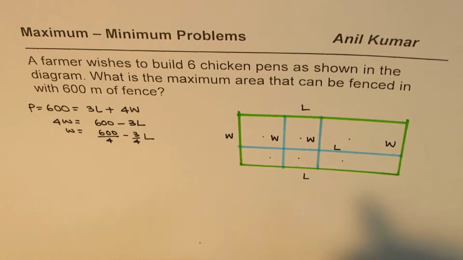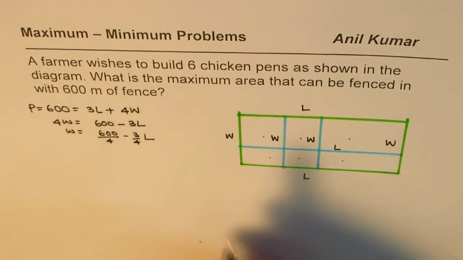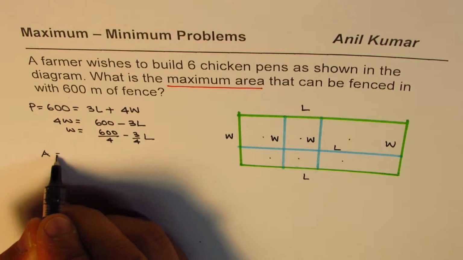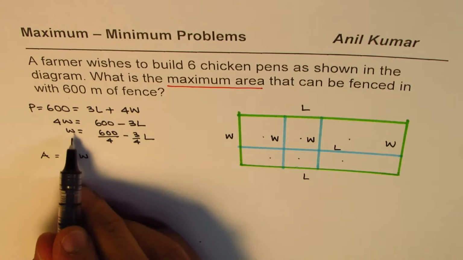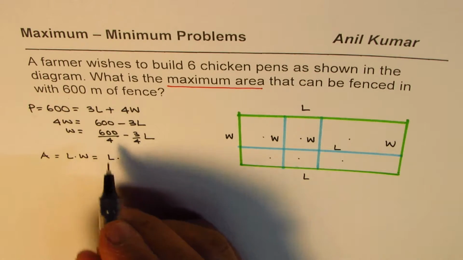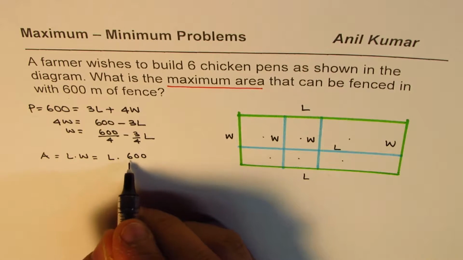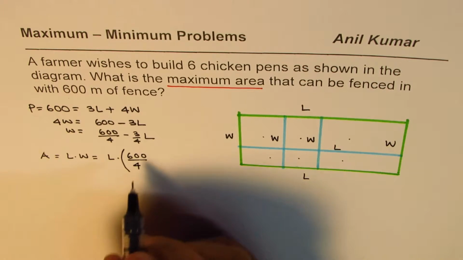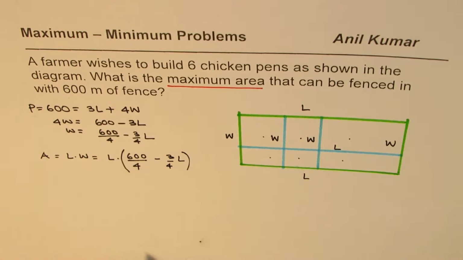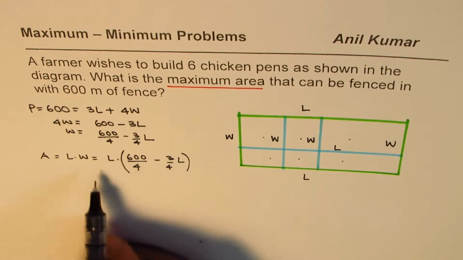Okay. Now what is the area? We need to maximize area, right? So the important thing is to maximize area. Area as such is product of length and width. Now since we know width in terms of length, we can write this as length times all this, which is 600 over 4, right? Let's put it in brackets, minus 3 over 4 L. Is it okay? So that becomes the area in terms of length. So we have now a function which is in one variable. Now it can be easily solved.